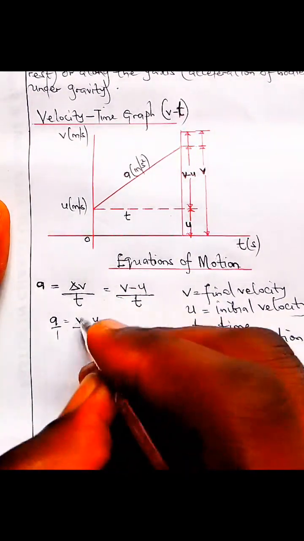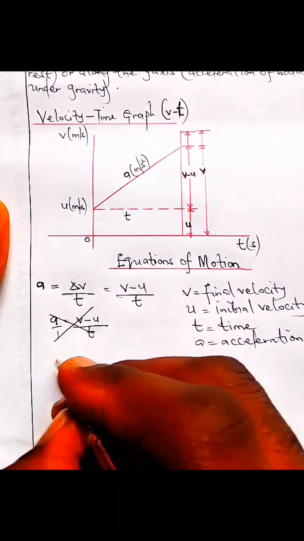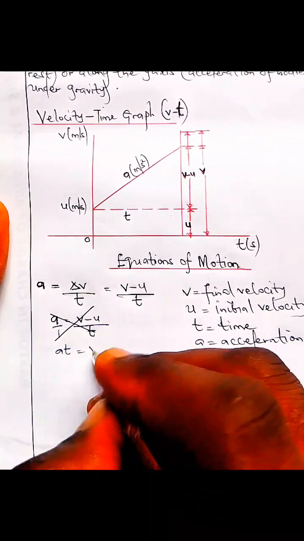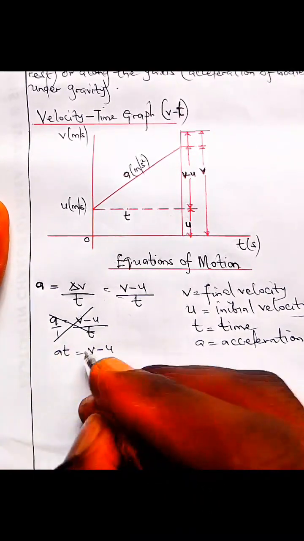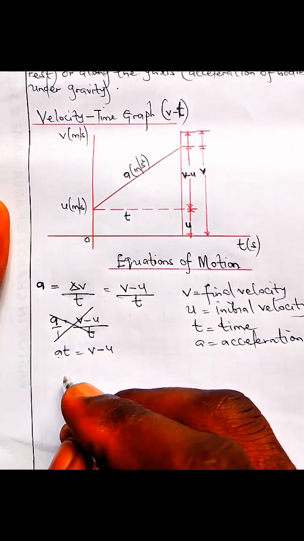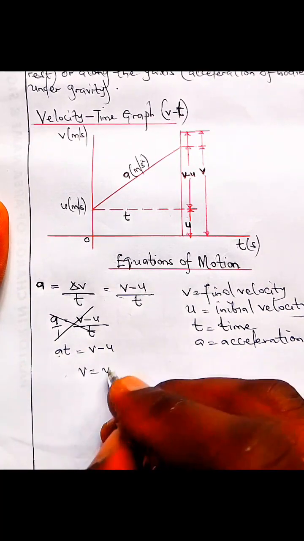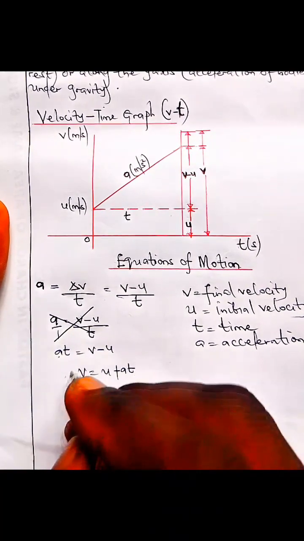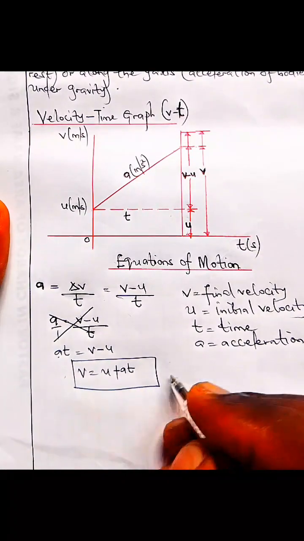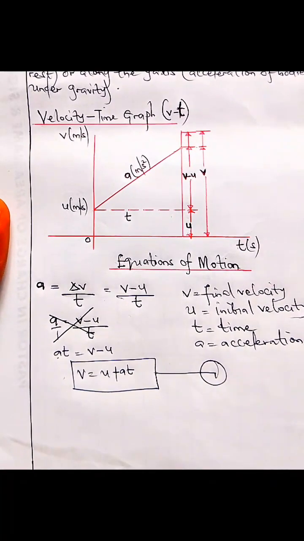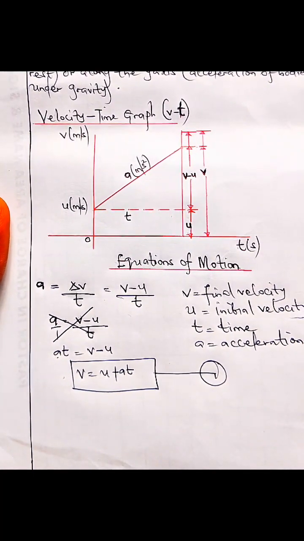So the next thing we do is to cross multiply. So a times t, that is at, is equal to v minus u. Collecting like terms, you send the initial velocity to the other side. v = u + at. There's the first equation of motion. We're going to be using this equation for our one-dimensional motion. So that's the very first.